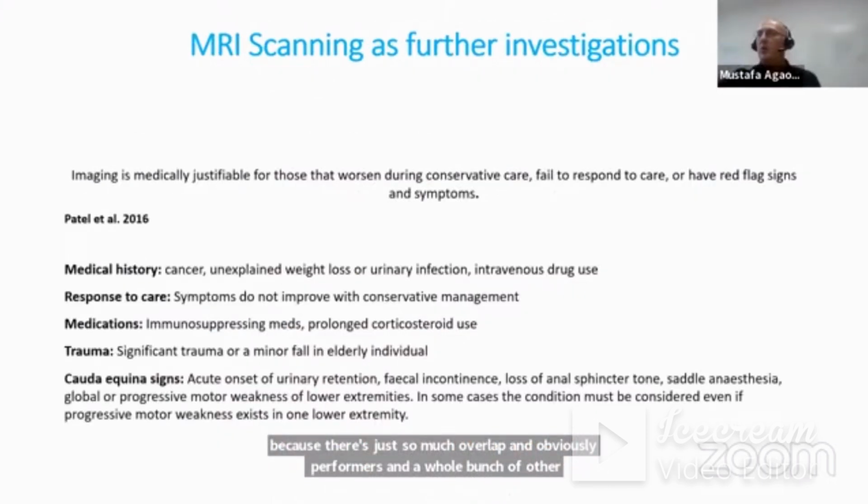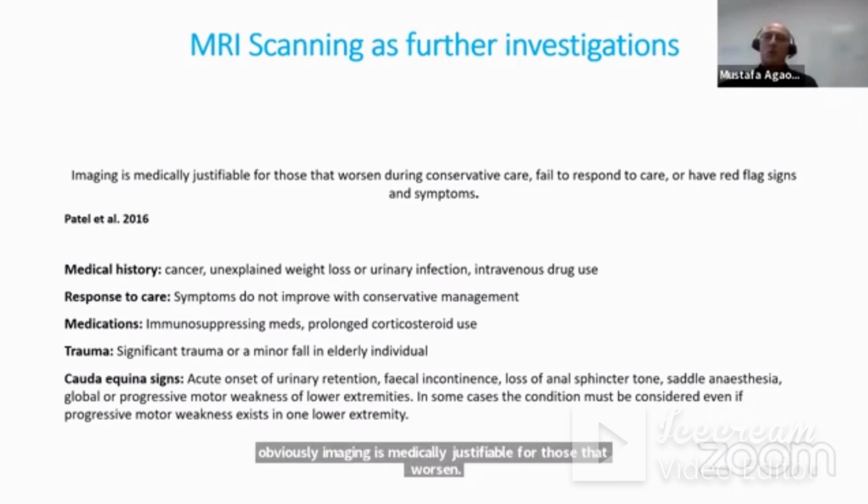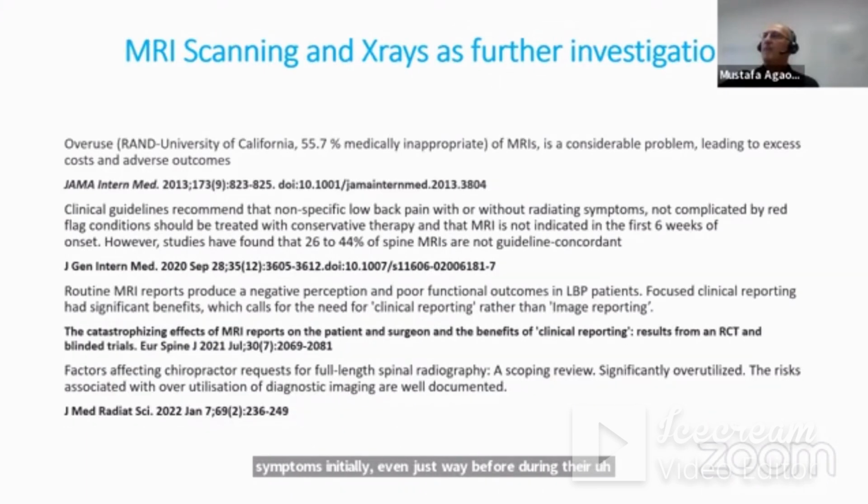I wanted to see what the correlation was with using MRIs, CAT scans, and X-rays. And obviously, imaging is medically justifiable for those that worsen during conservative care, who fail to respond to conservative care, or have red flags and signs and symptoms initially, even way before, during their case history and presentation. So I came across some interesting studies dating back to 2013, and it will progress up to 2022. A study done at the University of California showed that MRI utilization was medically inappropriate over 50% of the time.